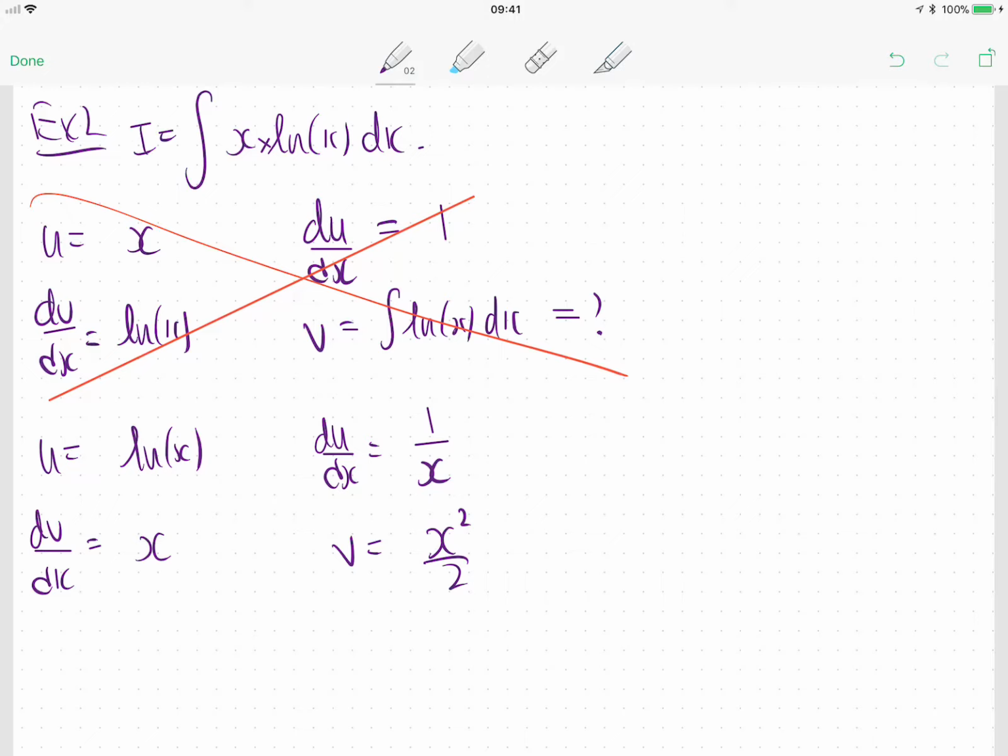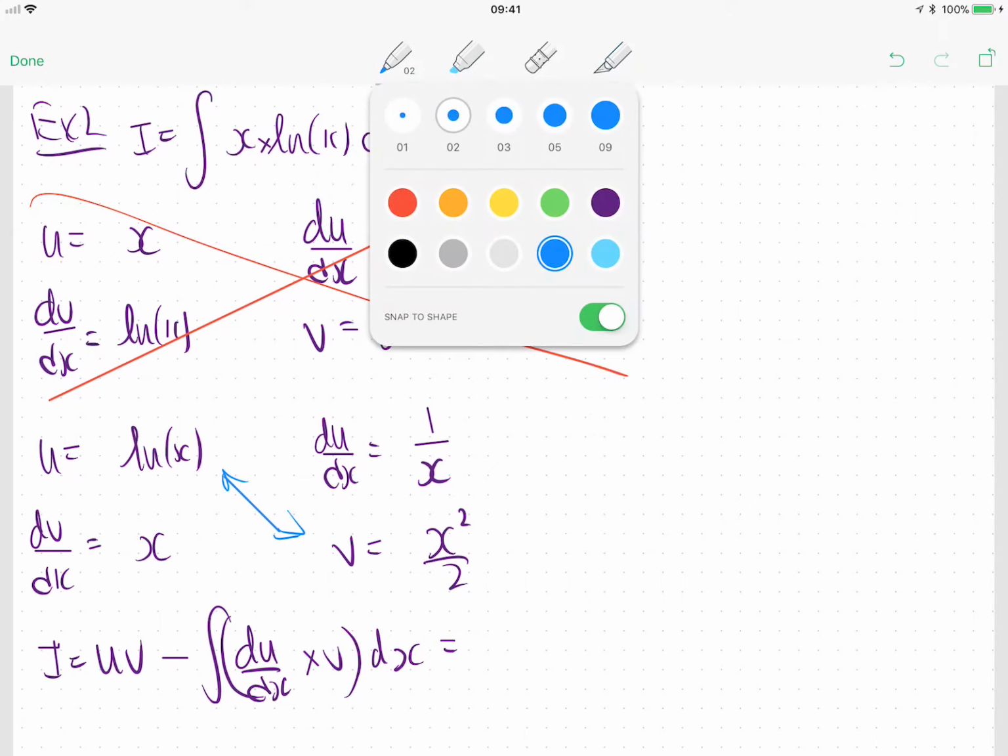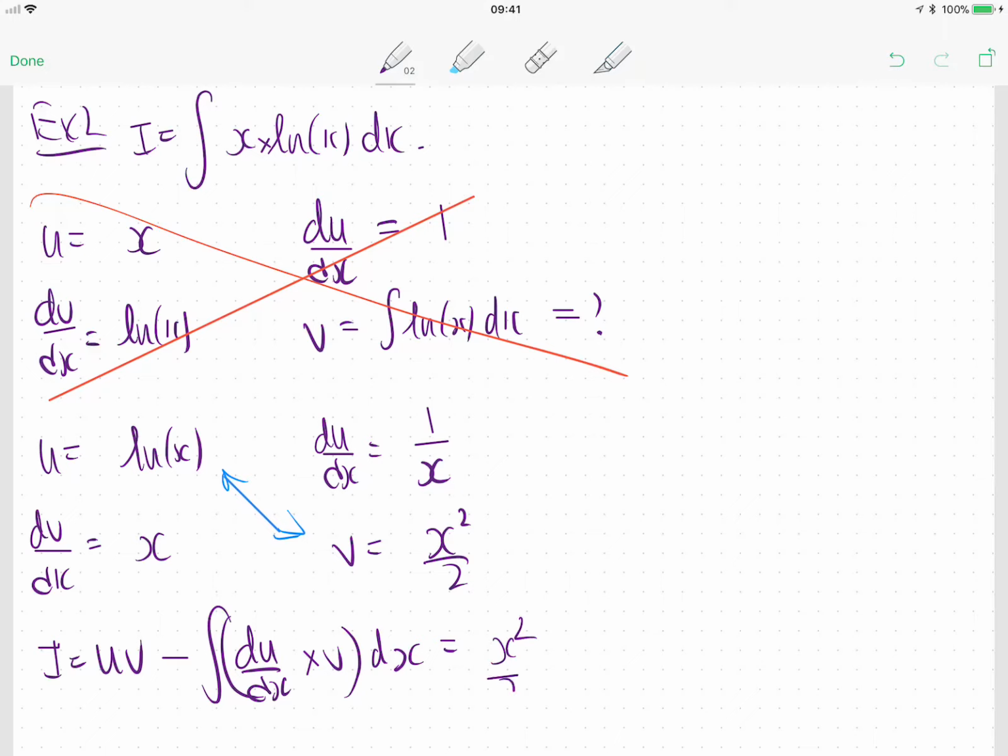Okay, so my integral is uv minus the integral of du/dx times v dx. I don't memorize that formula, that's why it takes me a minute to think about. I'm thinking about my arrows. Okay, so u times v is x squared over 2 log of x.